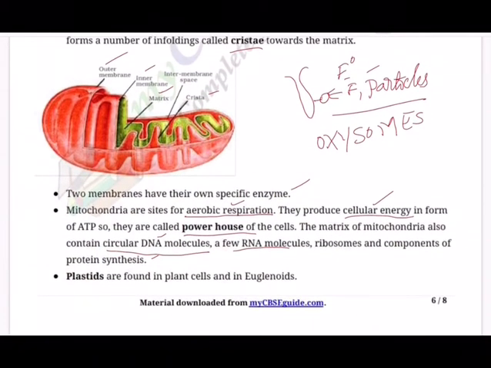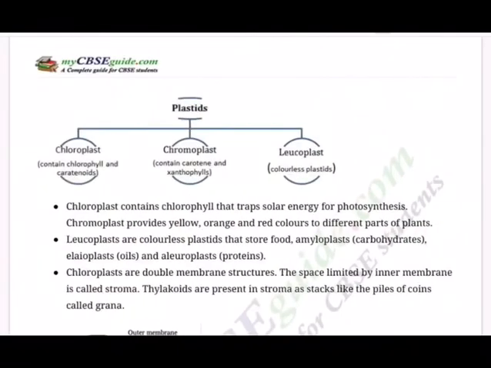Next comes plastids. Again, these are very, very important. These are called the kitchen of the cell because they synthesize and store the food that is required. Hence, plastids are also as important as the mitochondria. And the plastids are of three types. There are green ones.